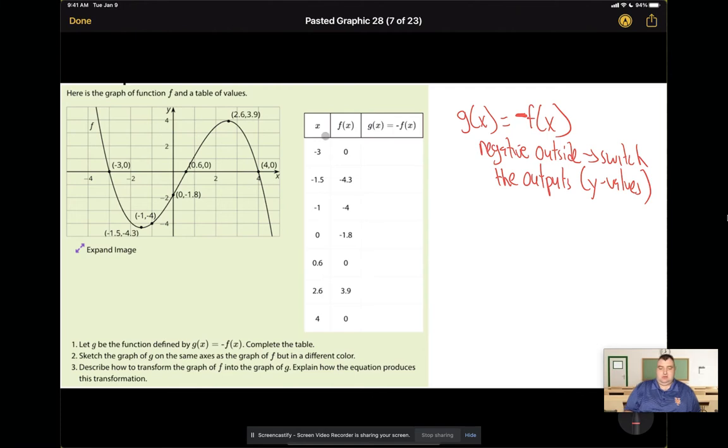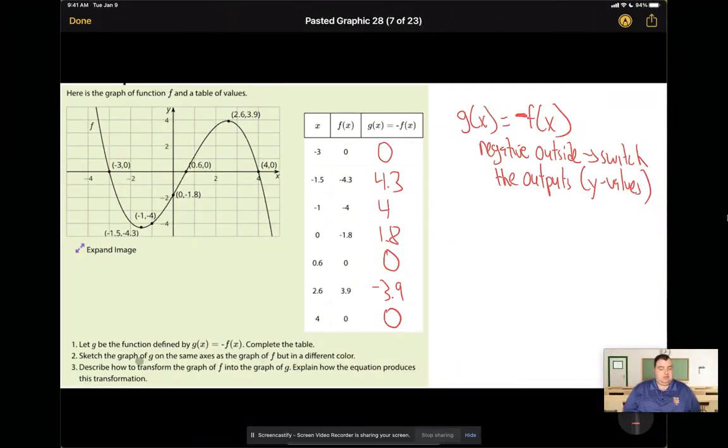So the x values will stay the same and the y values will change to their opposites. The opposite of 0 is 0. The opposite of negative 4.3 is 4.3. This will be positive 4, this will be positive 1.8, 0, negative 3.9, and 0. So that's number one.